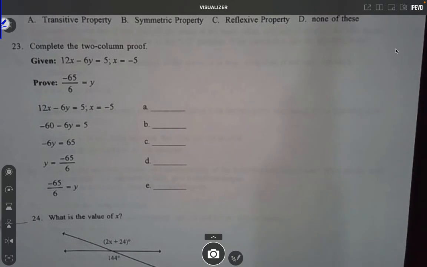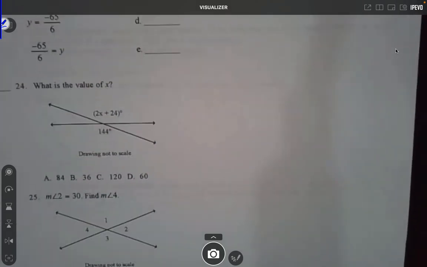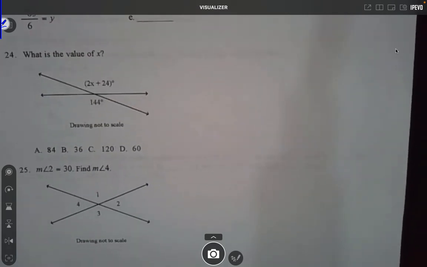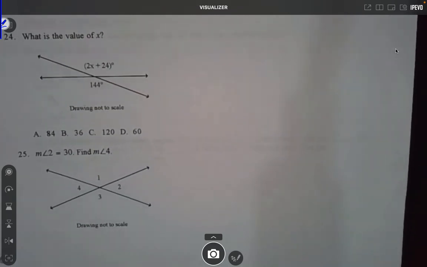All right, the next one, 24. What's the value of X? So this one, there's no proof or anything. These are vertical angles. So what do we know about vertical angles? They are equal. Thank you. So 2X plus 24 equals what? 144. Then how do you solve? Now we're back in algebra 1.